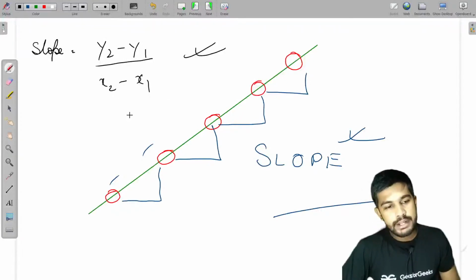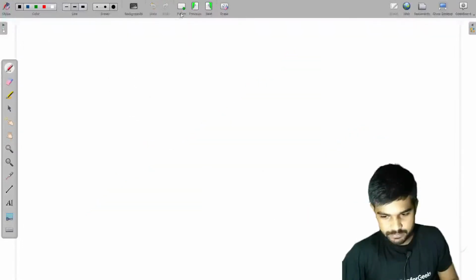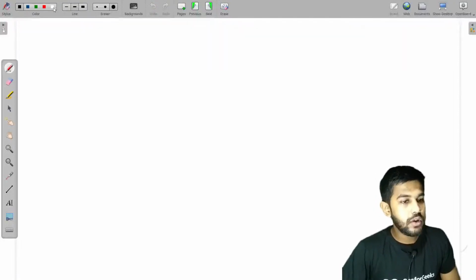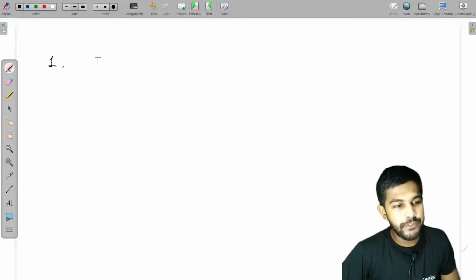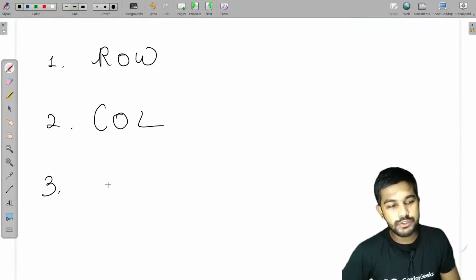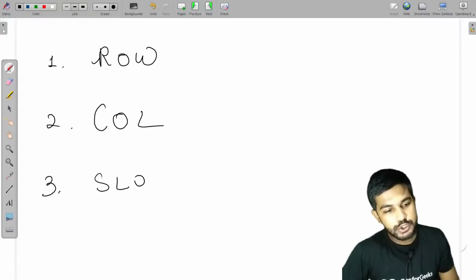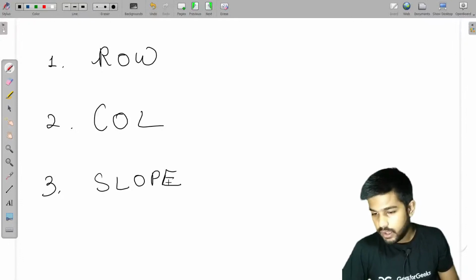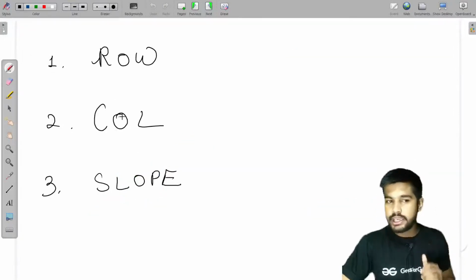Okay, now what we would be doing is considering three cases. The first case is for the row. The second case would be the column. The third case would be the inclined line, that would be the slope. Okay, y2 minus y1 divided by x2 minus x1. Yes, we are clear. So there are three cases.